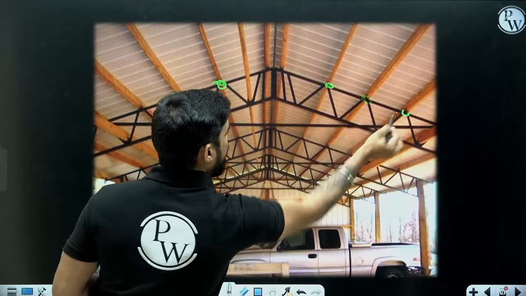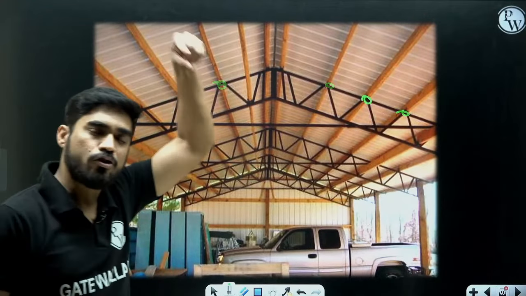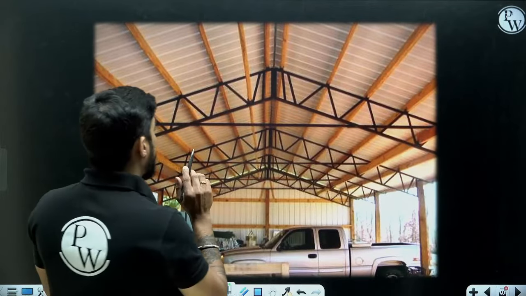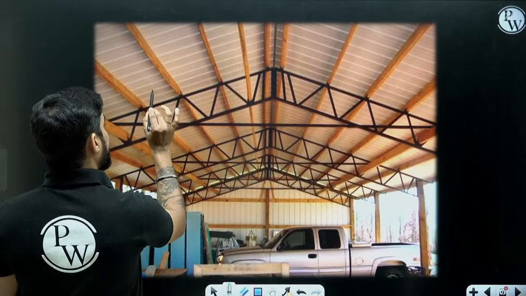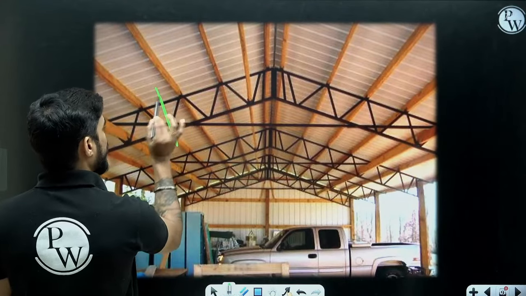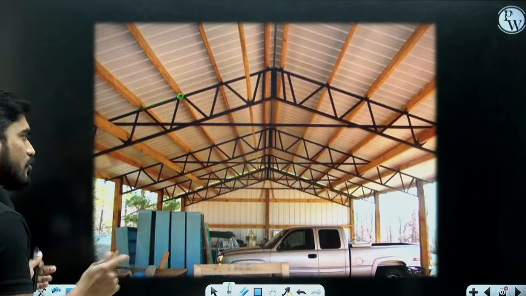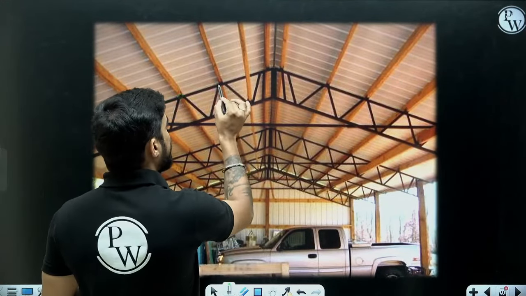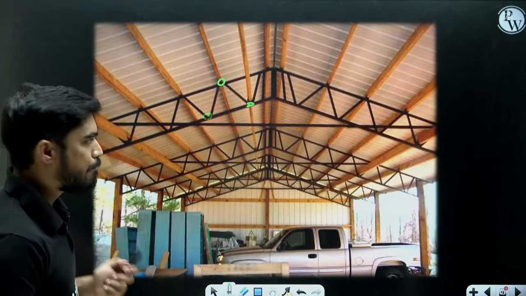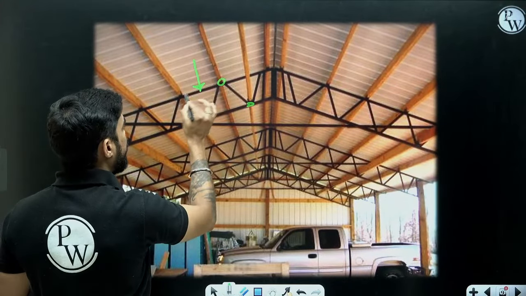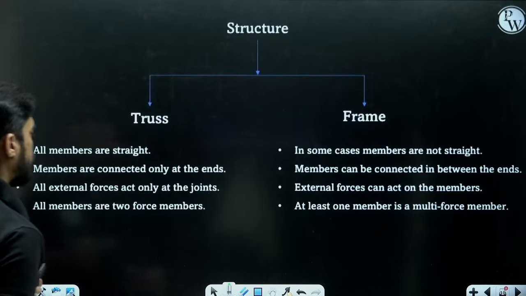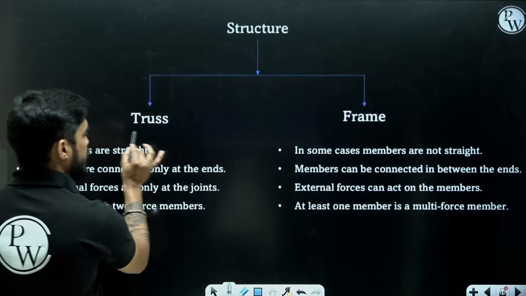What does this mean? It means that the weight of the roof, which is transferred to the beam, will then be transferred to the structure. But that weight will be only transferred at the joint. You can't see any beam which is resting in the middle of the member. Can you see any beam which is touching the member between the ends? No. Means all the load is passing through the joints of the members. Okay, the members are not subjected to load between the ends. So that means this is a truss.